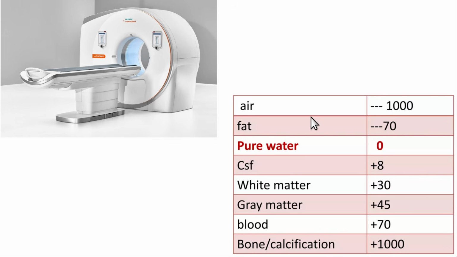Here are the standard densities on a head CT. Air is negative 1,000. Cortical bone is about positive 1,000. Water is 0. You need to know that. Water is 0. These are called Hounsfield units.